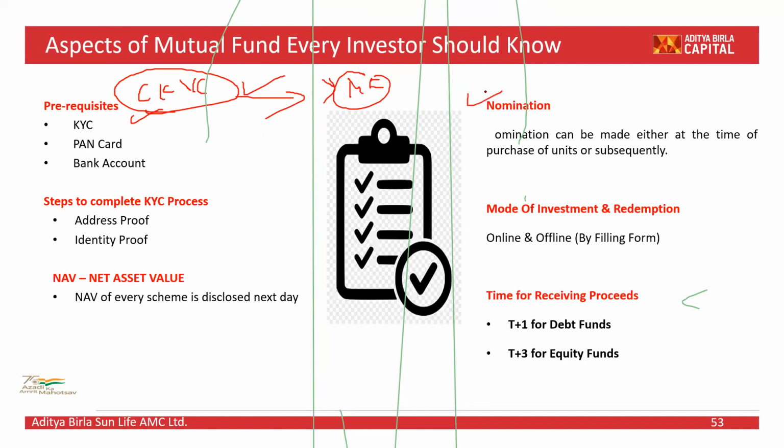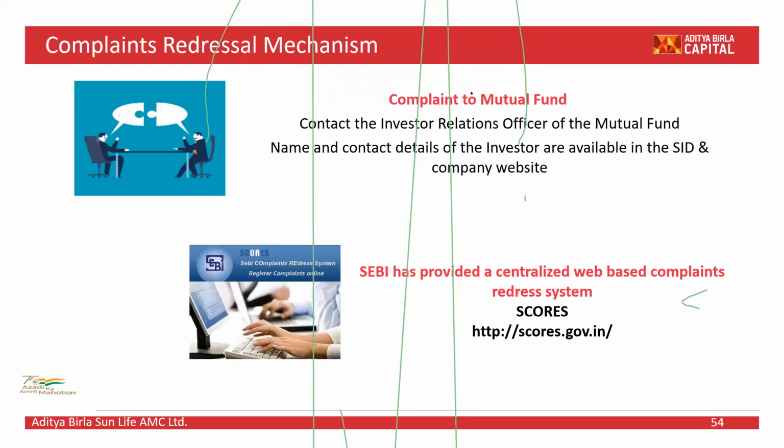Do the nomination as I told you. Complaint redressal systems are also there. SCORES, remember this. Like cricket score, there is a SCORES portal over there. If you have any issues with the mutual fund, they are not responding to you, you can put it in the SCORES and they will respond to you. It can be as fast as 36 hours.